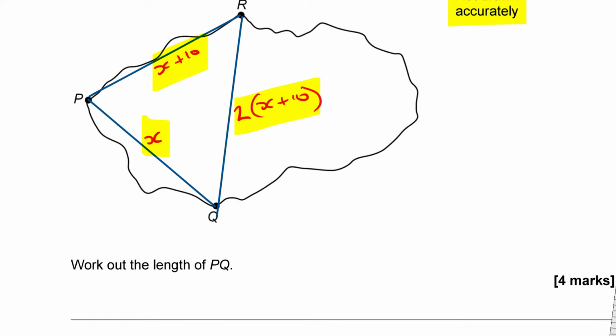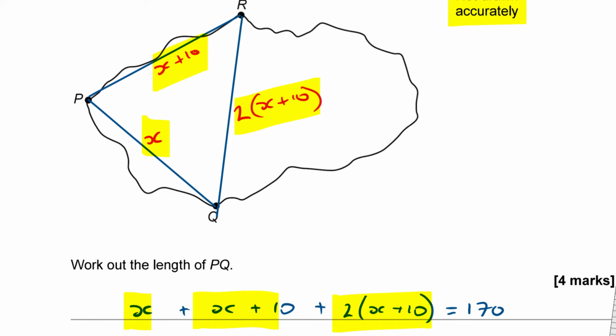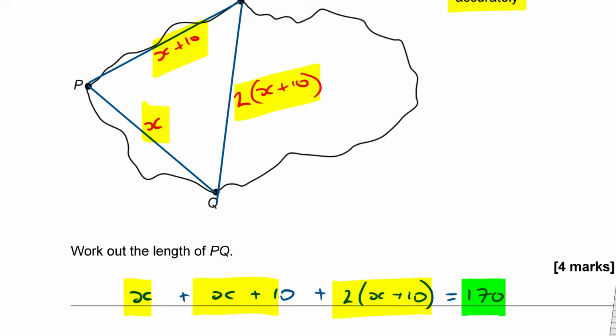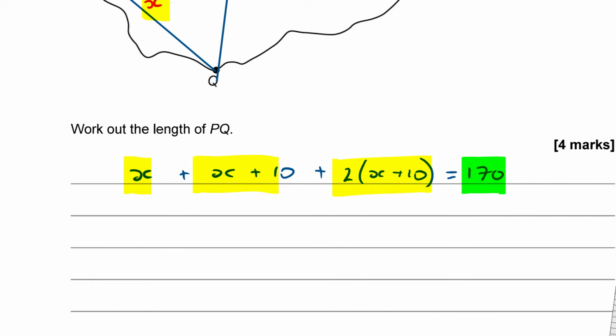Okay, so let's just write that down. So I've got my X, X plus 10, and 2 lots of X plus 10. And I know that that is 170. These were my three roads, and this was the total I was given in the question. So now it's a matter of collecting like terms together and then seeing if we can solve this for X. Let's remove the brackets over here to start with. That's going to give me 2x plus 20, isn't it? I've still got my 10 and my x and my other x over on this side.